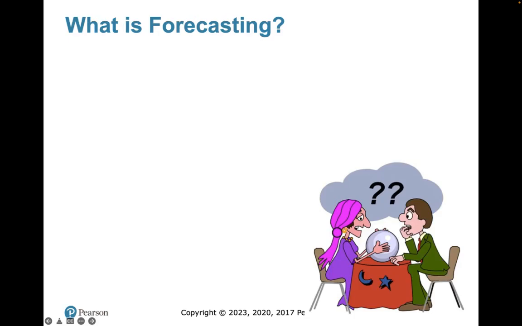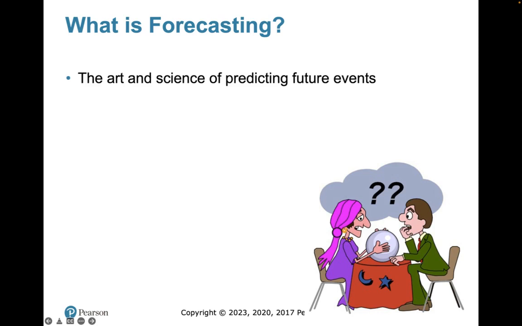So what do we mean by forecasting? Well, we're predicting the future, and it is an art and also a science. This is why we have both qualitative and quantitative forecasting.